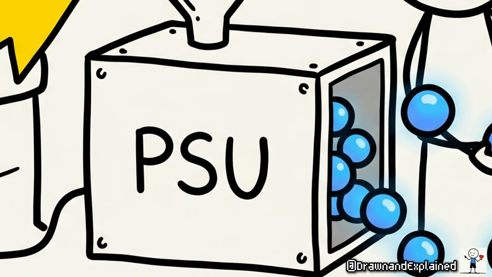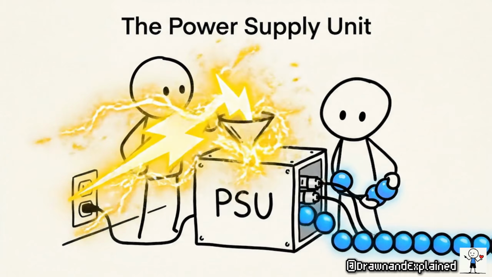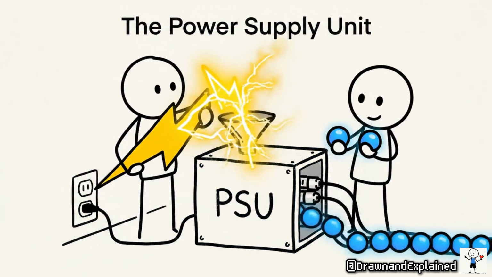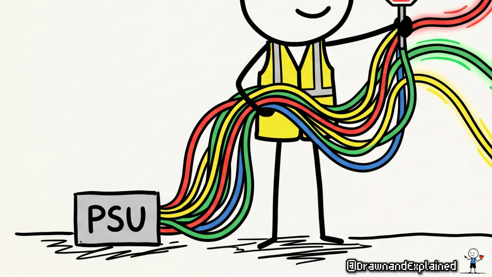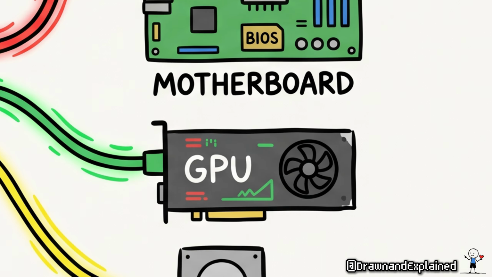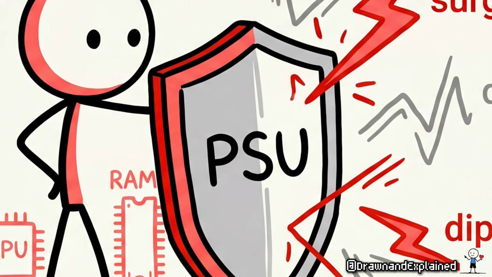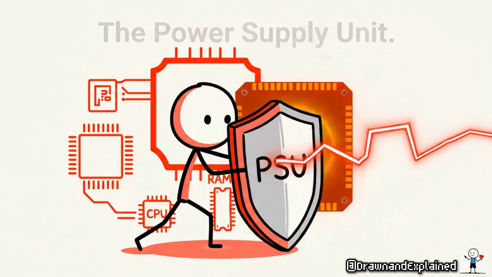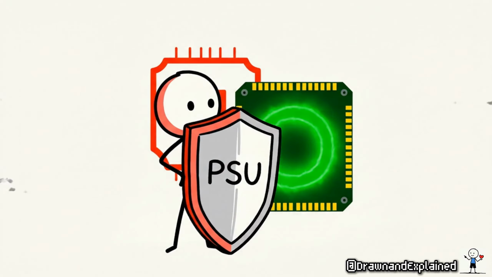The power supply unit. This heavy box converts the high-voltage alternating current from your wall outlet into the steady, low-voltage direct current that the computer's components require. It features a thick bundle of cables that distribute specific amounts of power to the motherboard, graphics card, and storage drives. A reliable power supply is vital because a sudden surge or dip in electricity could potentially damage the more sensitive electronics inside.